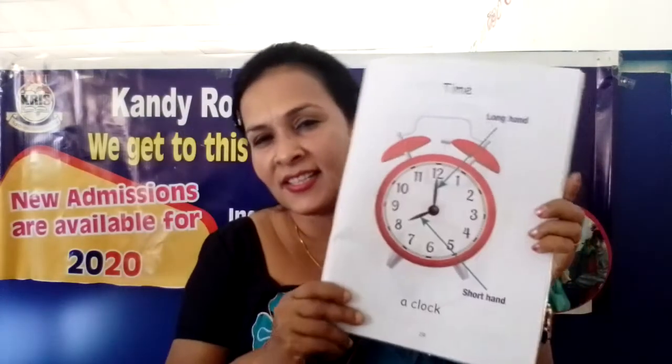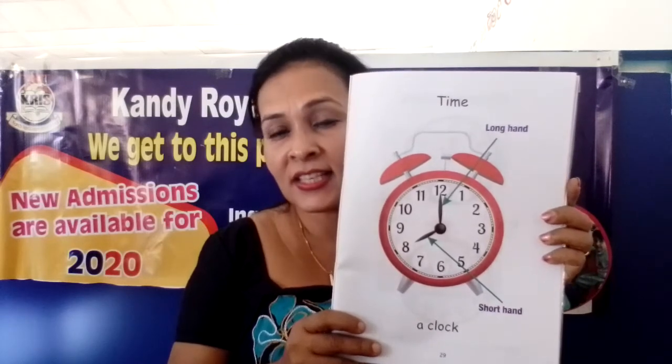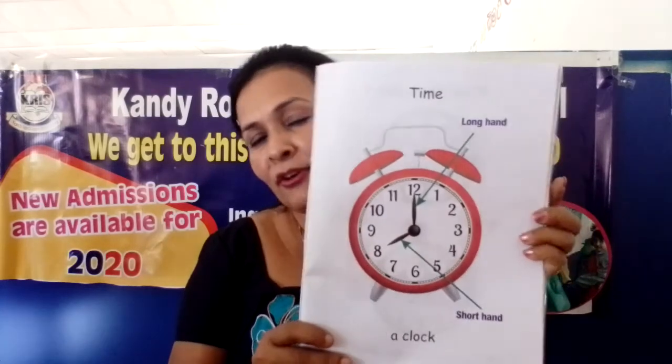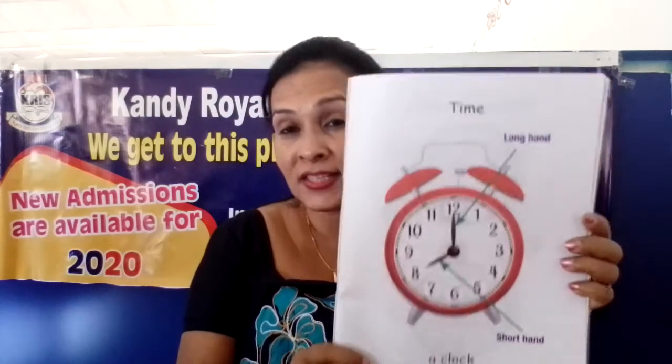Now, see, today I am going to teach you how we should read time. Do you already have this book? In this book, there are some pages where you should write the time. Can you see here? What is this? This is a clock. Please take out your book and get ready to study this lesson.